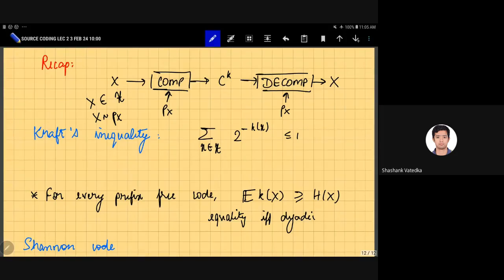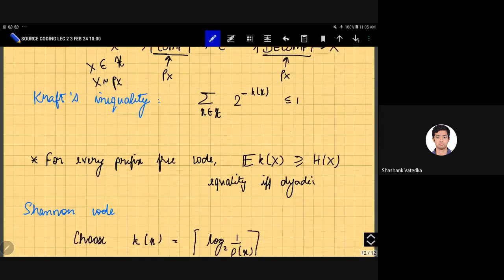And we've seen that any prefix-free code must necessarily satisfy what is called Kraft's inequality, which says that summation over all x of 2 to the minus k of x is less than or equal to 1. And this is not just a necessary condition, it is in some sense also sufficient. By that I mean that if we have a set of lengths k1, k2 up to km which satisfy Kraft's inequality, then we can construct a prefix-free code with the corresponding lengths.